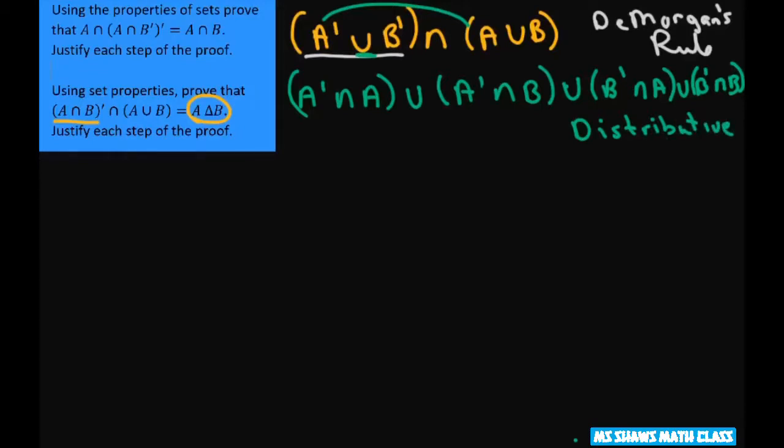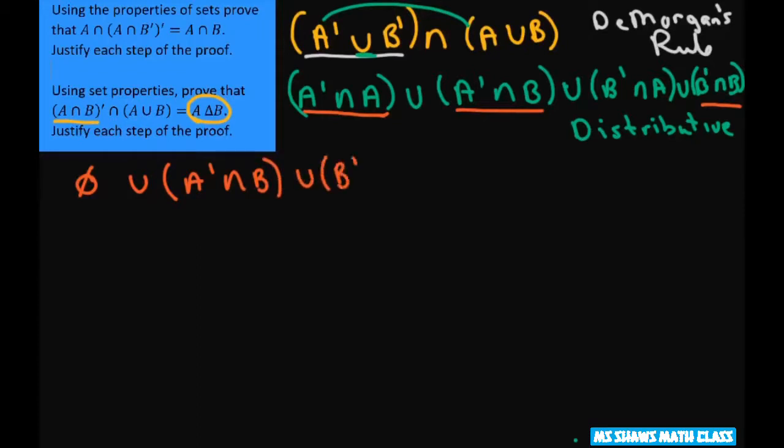All right. Now let's clean this up. This one and this one are both going to be empty sets. So you have the empty set union, and I'm going to copy this down, A prime intersect B, or B prime intersect A, union with the empty set. And that's called the intersect rule.